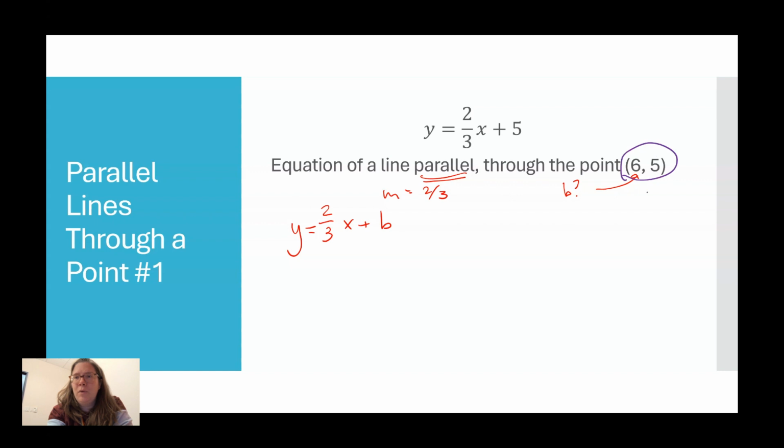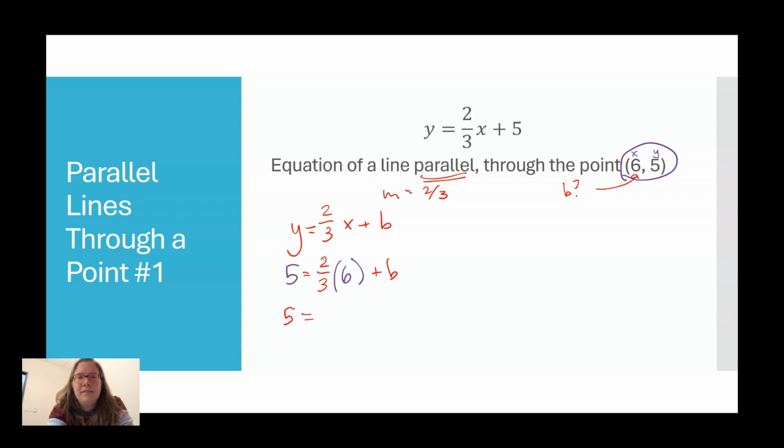Use this point here, and we're going to plug this in for x and y, and that will tell us what b we need in order to make that true. So let's put in 5 for y and 6 for x, and the rest of our equation is just staying the same. We don't know what b is yet. Okay, now we're going to solve, get b all by itself on one side.